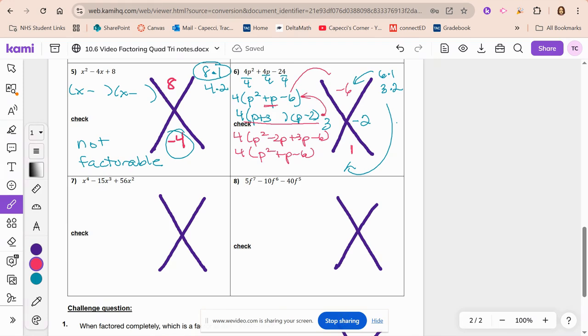And we're basically working backwards. I'm going to distribute that 4 through. So I get 4p squared plus 4p minus 24, which is the problem I started with, so that I know I did that correctly.